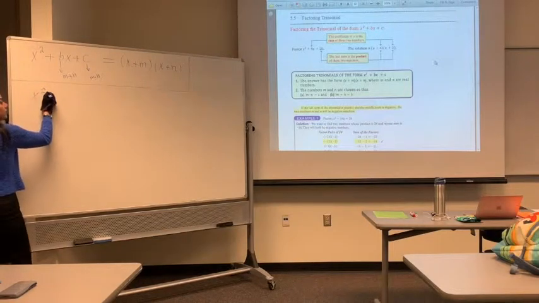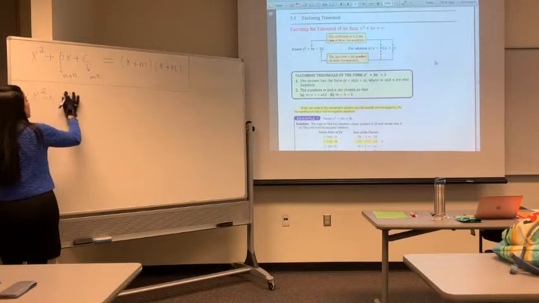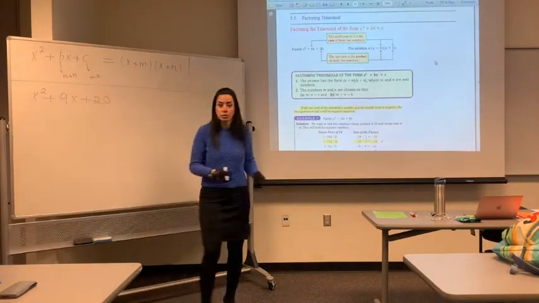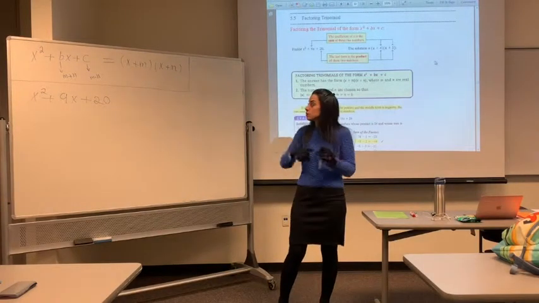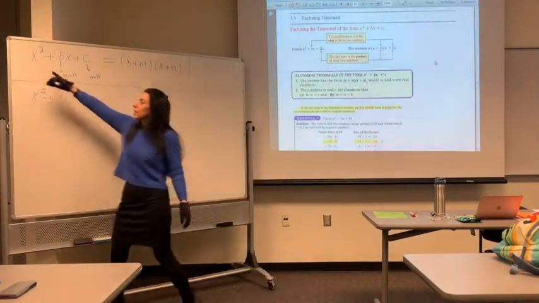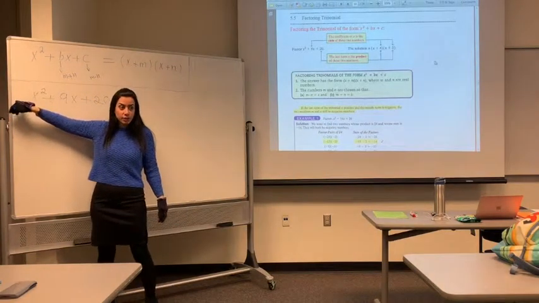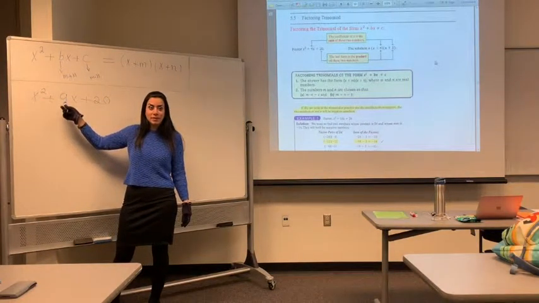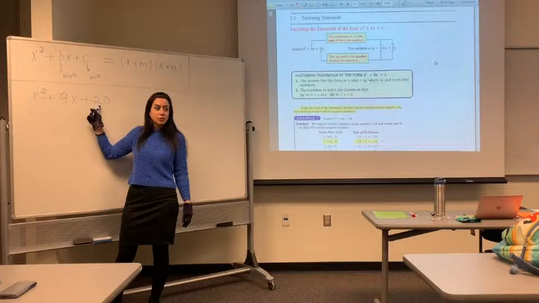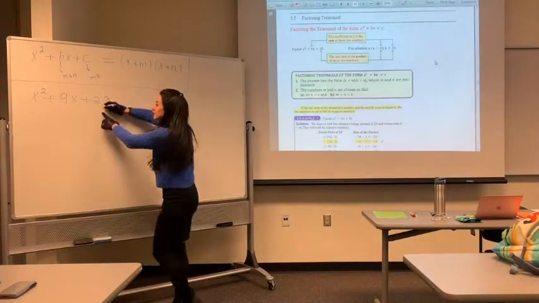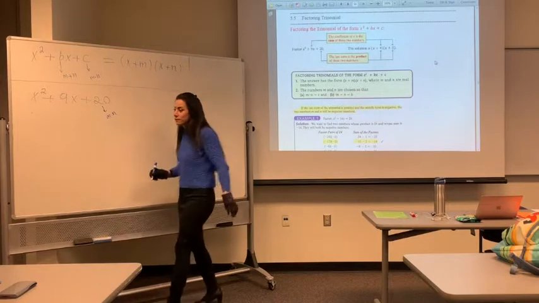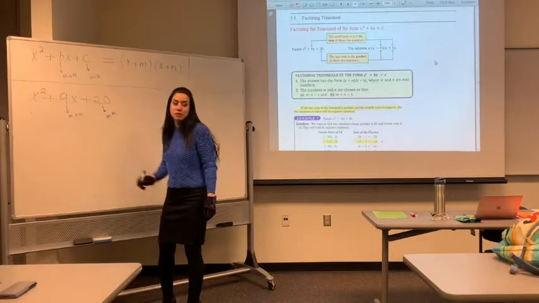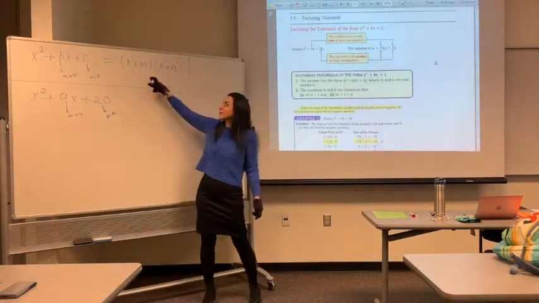So for example, if you have x squared plus 9x plus 20, x squared without any coefficient, do you see that? Compare it. B is 9, right? C is 20. So if I can write this down as multiplication of two numbers, addition of two numbers, then I can factor it in this way.